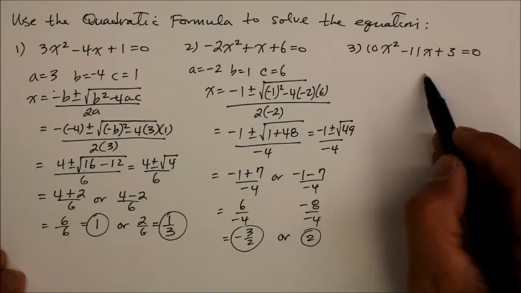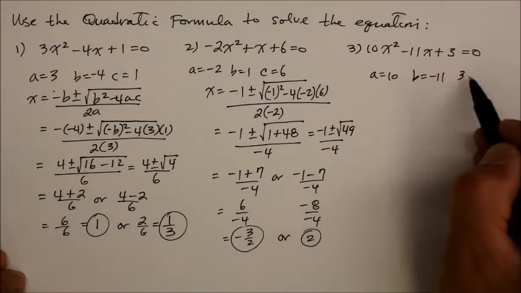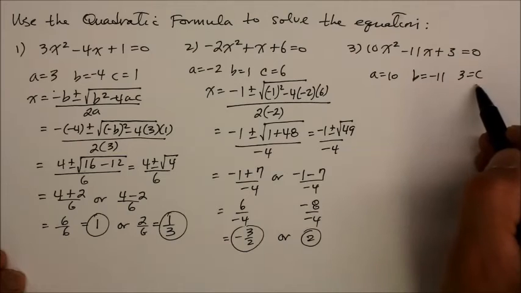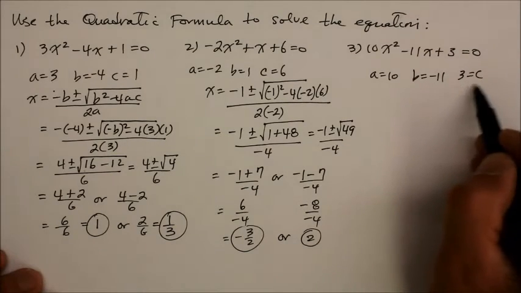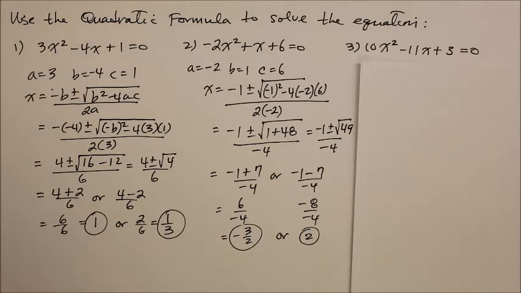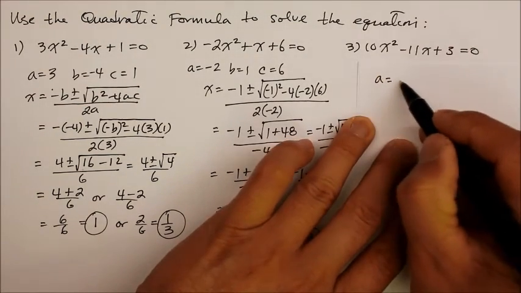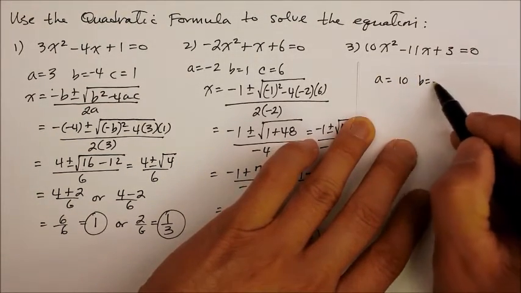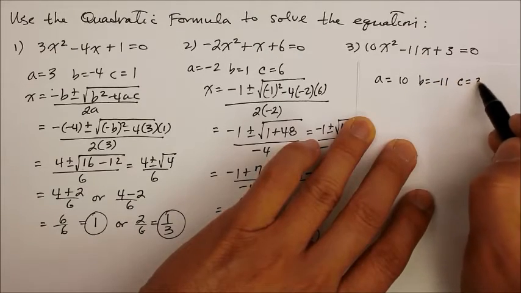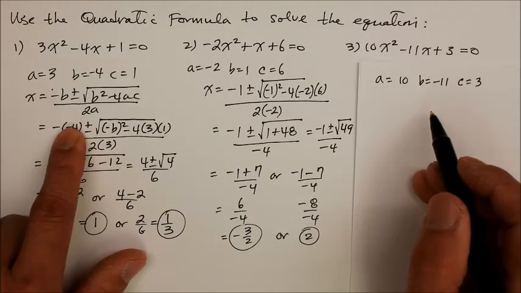Finally, number 3. You identify the a, b, and c. a is 10, b is negative 11, and c is 3. There's the quadratic formula again. So we're going to substitute in for all the variables.